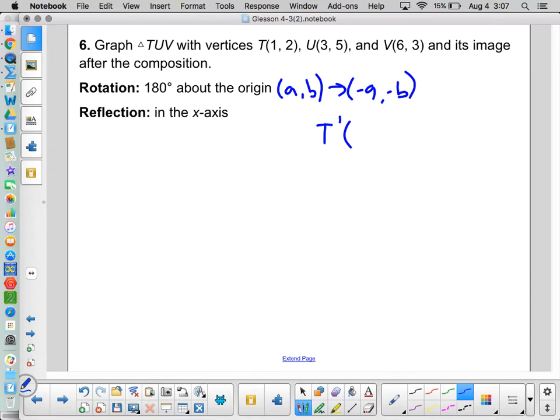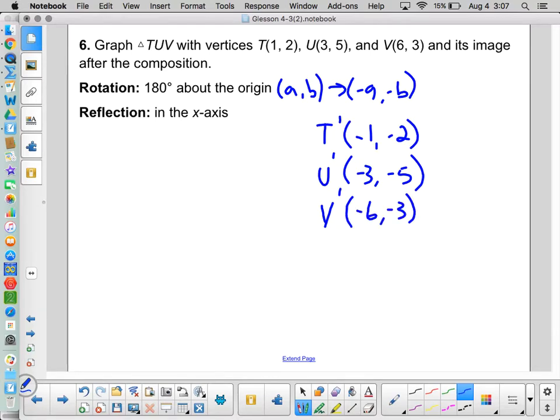T primed was from 1, 2 to negative 1, negative 2. U primed goes from 3, 5 to negative 3, negative 5. And V primed goes from 6, 3 to negative 6, negative 3. We keep the order, we just change both signs. That's my rotation.